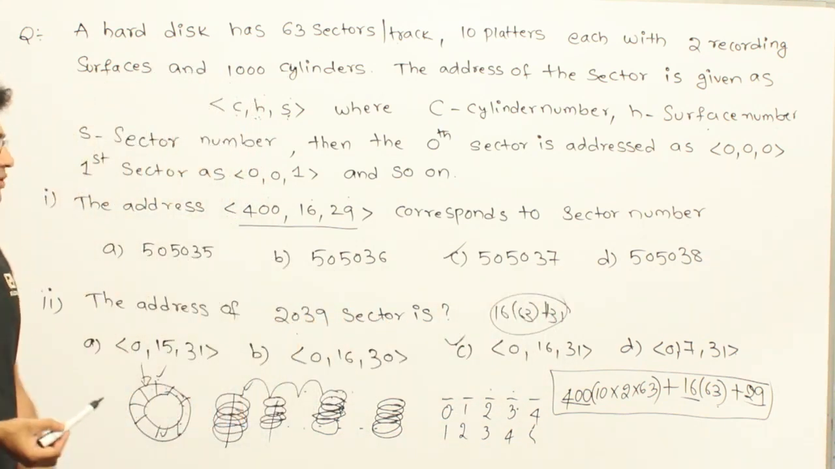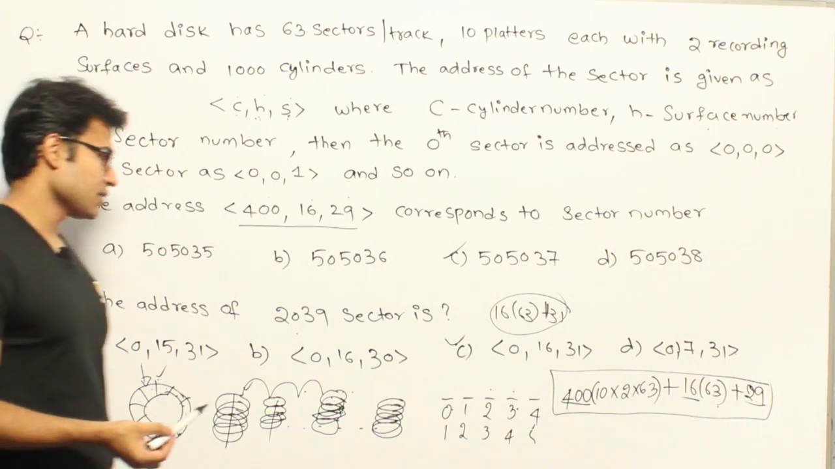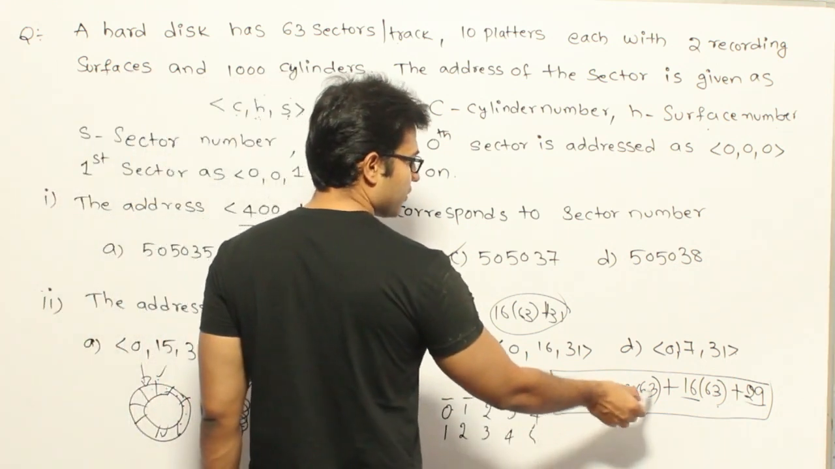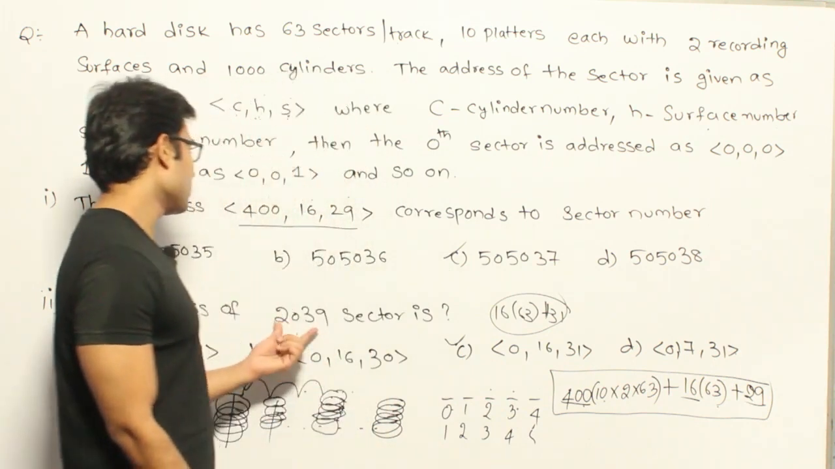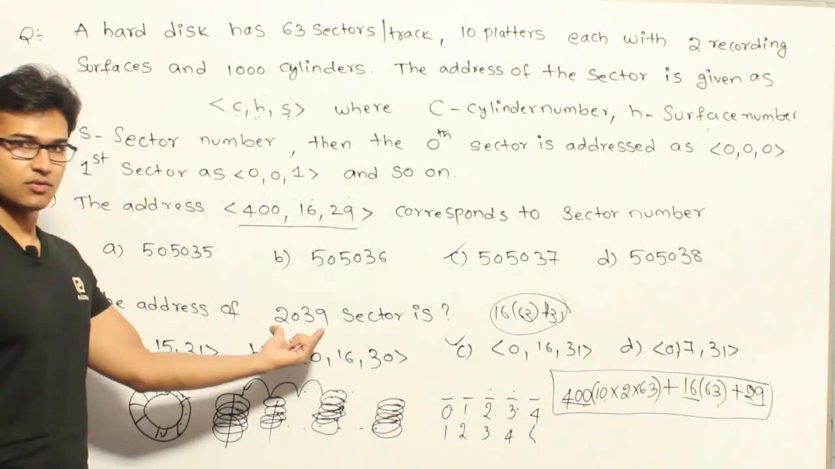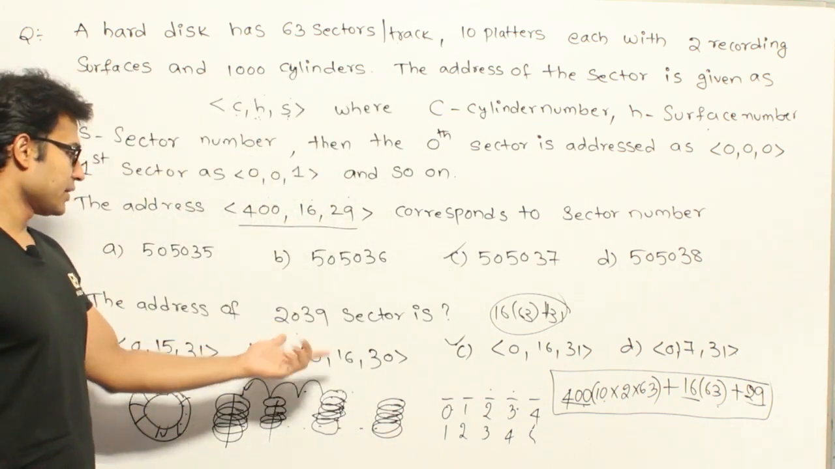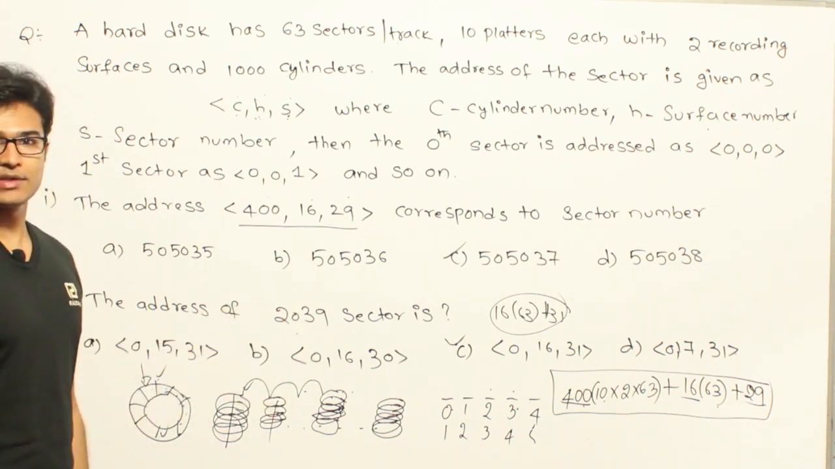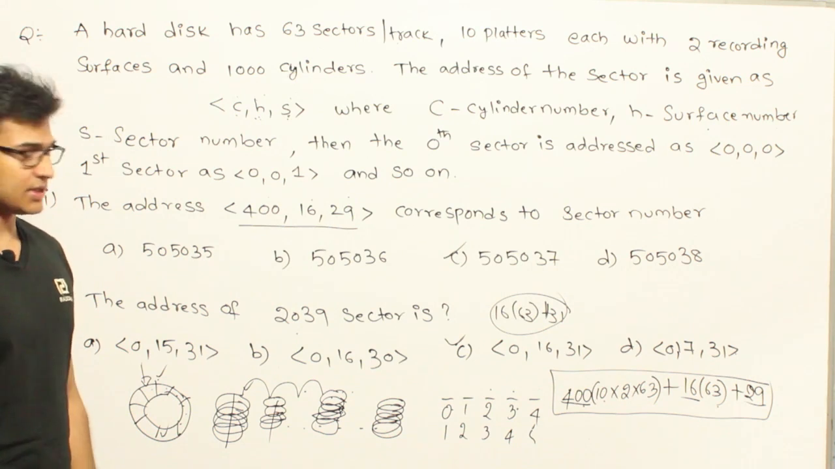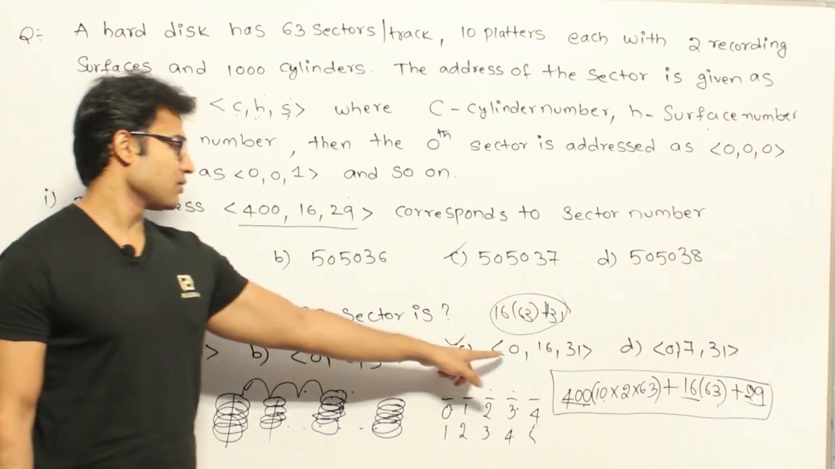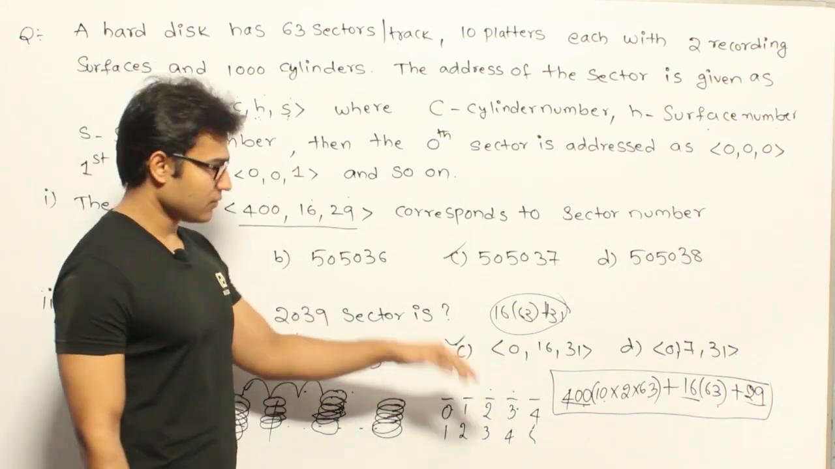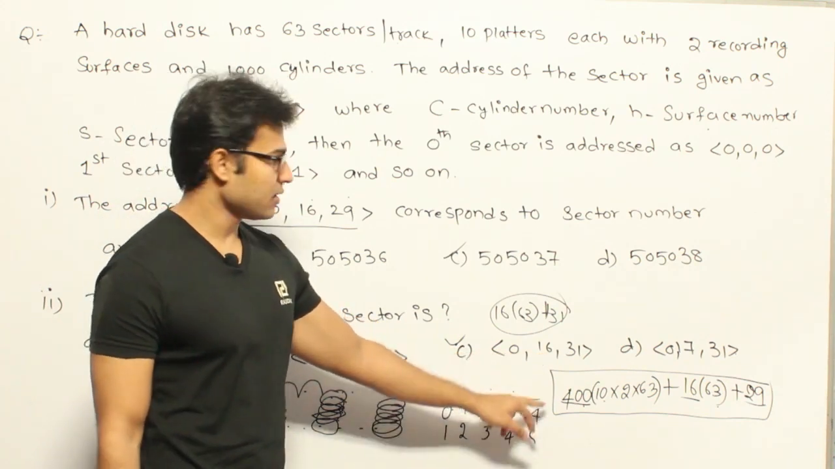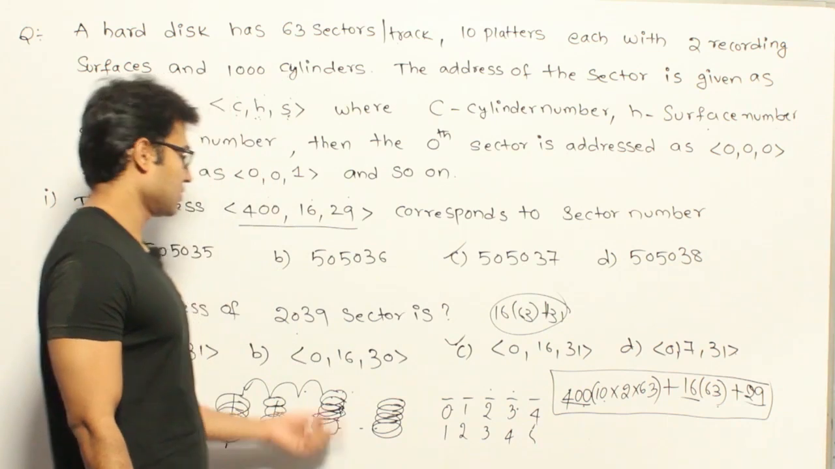Got it? So what does it mean? You need not cross any cylinder. The reason is, if you see 400 into 20 into 63, this is going to be very much higher than 2000. Therefore 2039, whatever this number is, that is going to be definitely in the first cylinder, which means you need not cross even one cylinder. That is why the first value is 0, right? In that first cylinder you are supposed to cross 16 surfaces and then 31 sectors in order to reach this one.